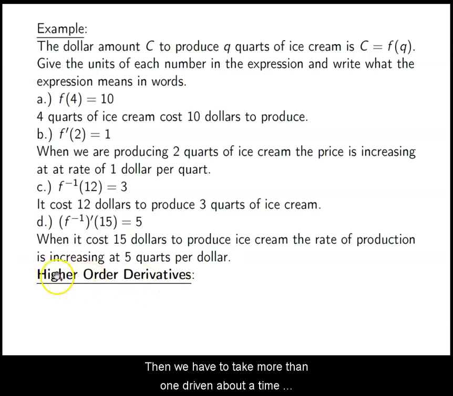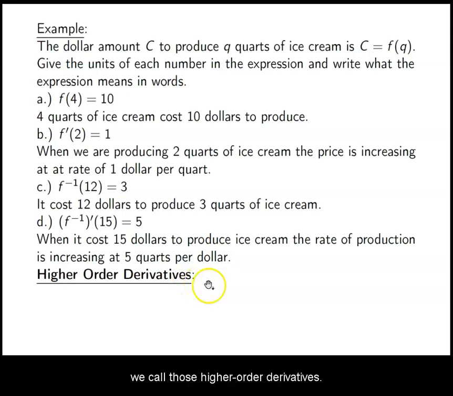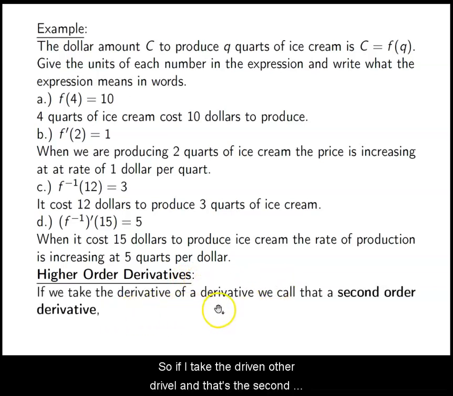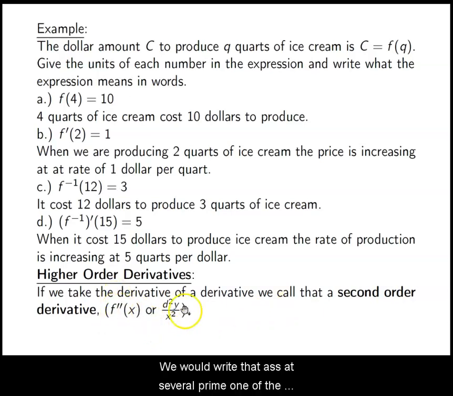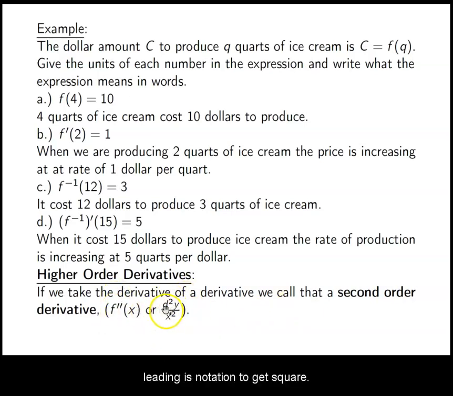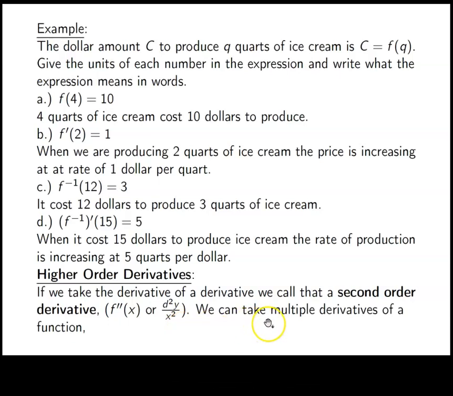So when we have to take more than one derivative at a time, we call those higher order derivatives. Okay, so if I take the derivative of a derivative, then that's a second order derivative because I had to take the derivative twice. We would write that as f double prime, or in the Leibniz notation, the d gets squared and your input variable gets squared. Okay, so we can take multiple derivatives of a function.